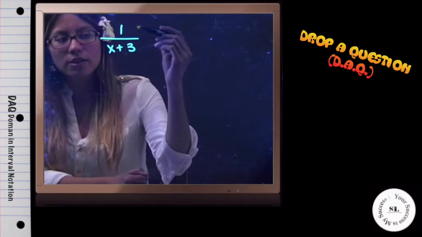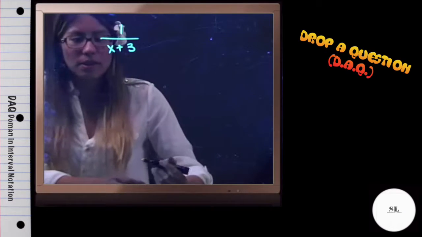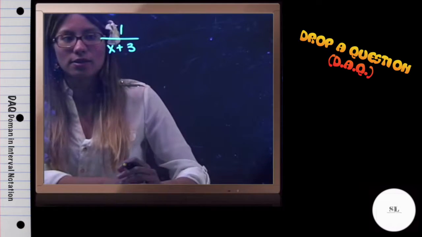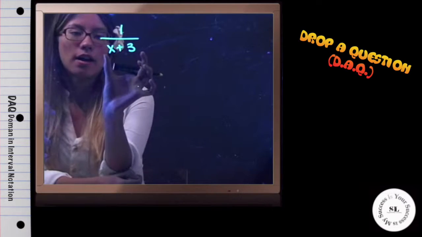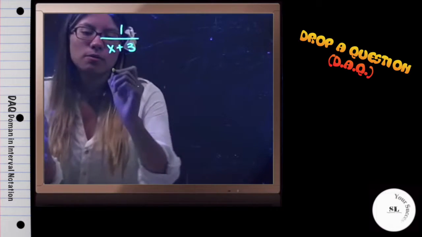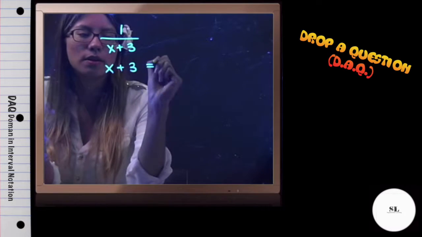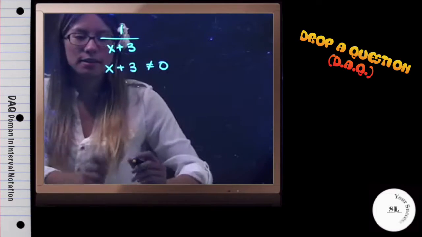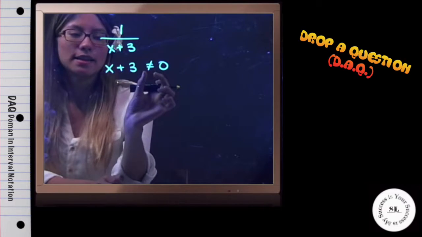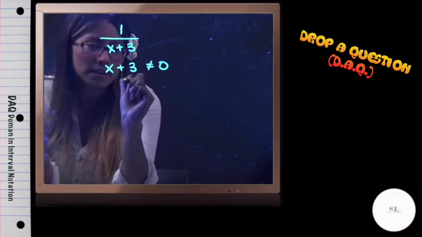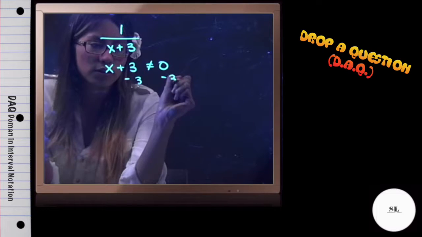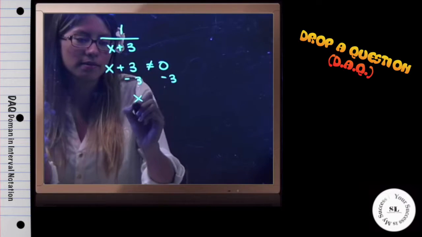You always want to make sure that everything is factored out as much as possible to see if anything cancels out. In this case, our expression is already in simplest form, so we just take our denominator and set it not equal to 0 and solve for x. When solving it like this, we simply subtract 3 on both sides.